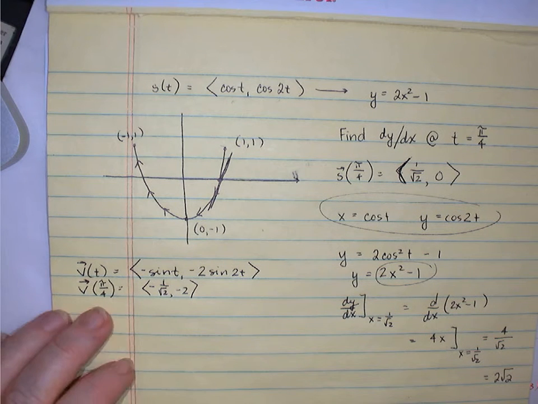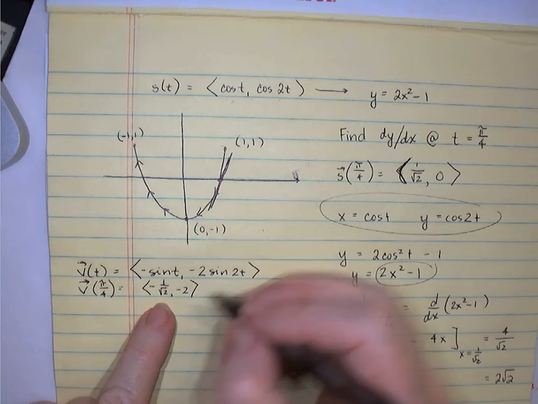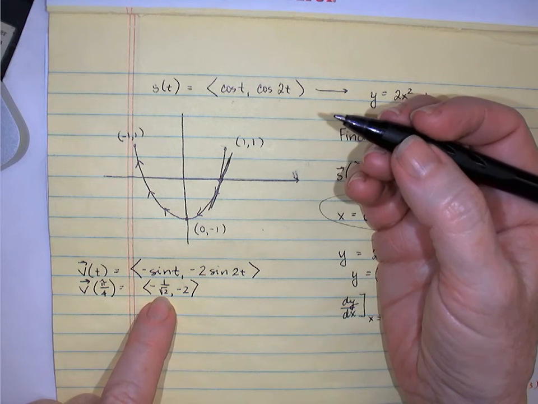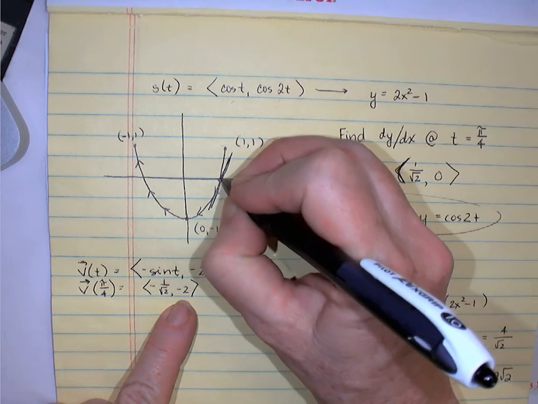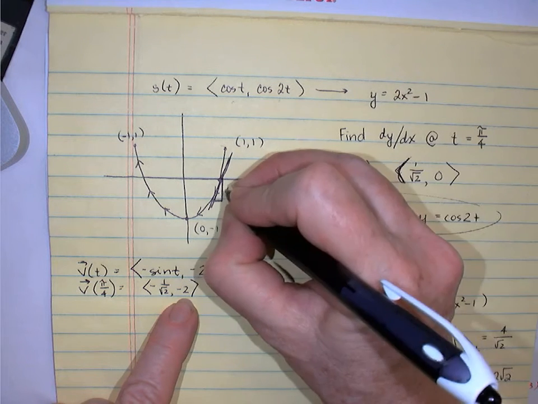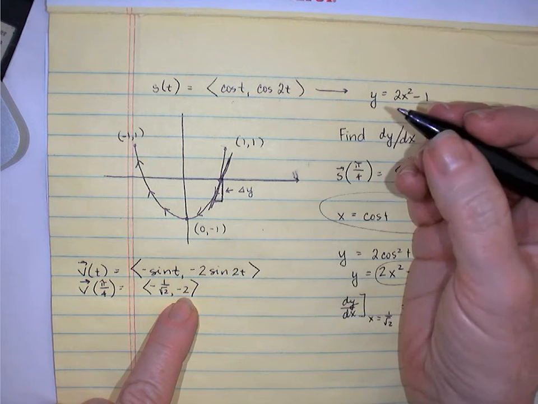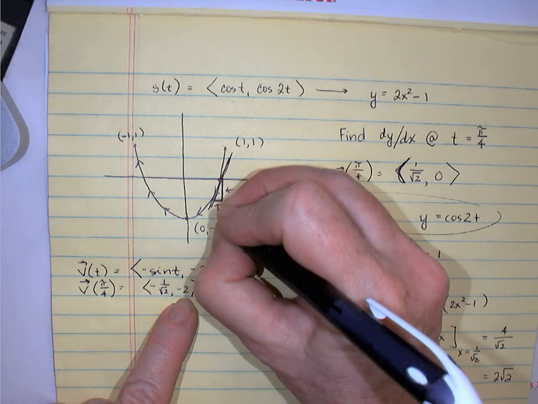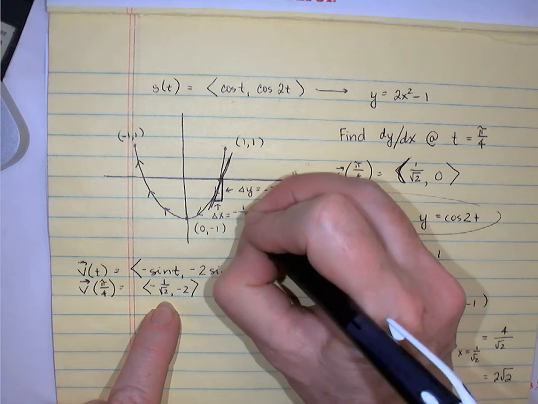We know that velocity is the instantaneous rate of change. What we know is that at this point, the instantaneous rate of change for x is negative 1 over root 2, and the instantaneous rate of change for y is negative 2. So at this point, one way that I could imagine this is that our delta y with regard to t is going to be negative 2, and our delta x for some particular value of t is going to be negative 1 over root 2.